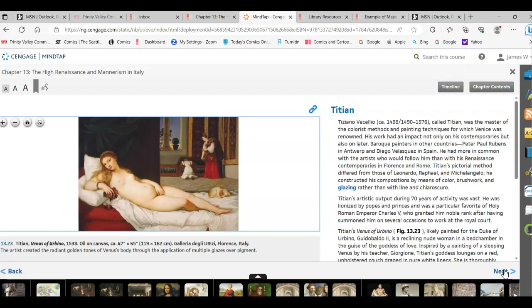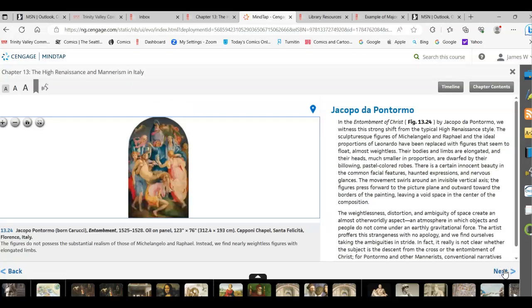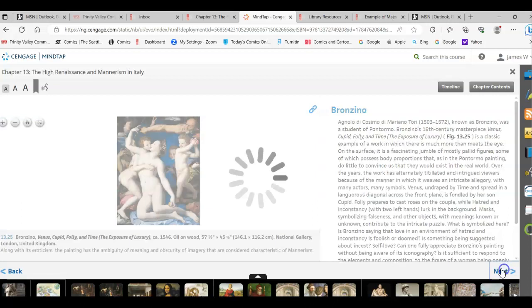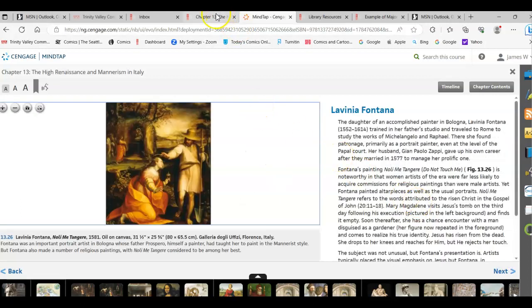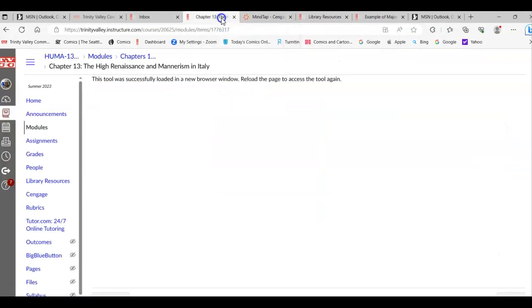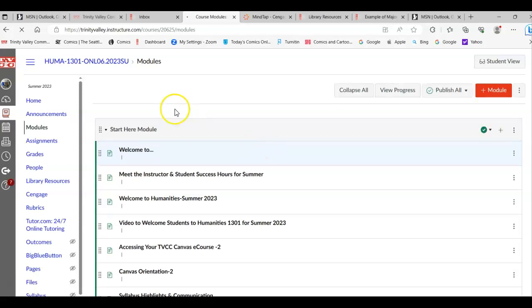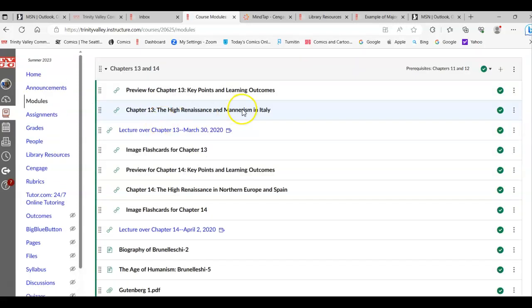And so the next several talk about these Venetian painters, such as Titian, some of the other ones that are offered here. So you look at some of those and see what the details are. So again, when you work on your essay, use the textbook, use the library resources.